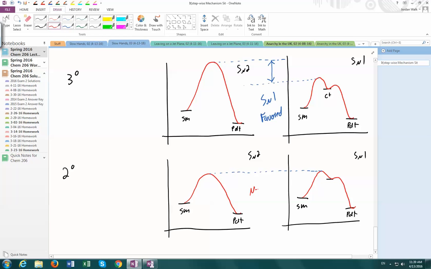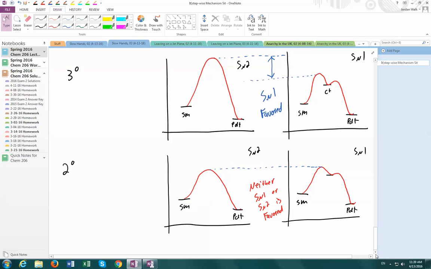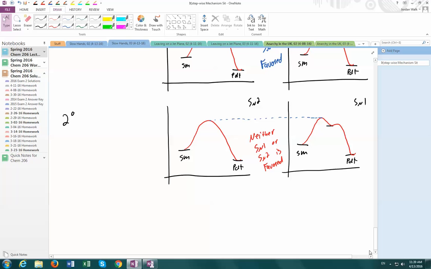And so we can say that neither SN1 or SN2 is favored. And so what that means is we're going to have to take some other things into consideration. And those other things are basically going to be the rest of the week in Orgo 1. So we're going to talk about a lot of things that we need to take into consideration to determine when we have a secondary electrophile, what kind of mechanism will we follow.